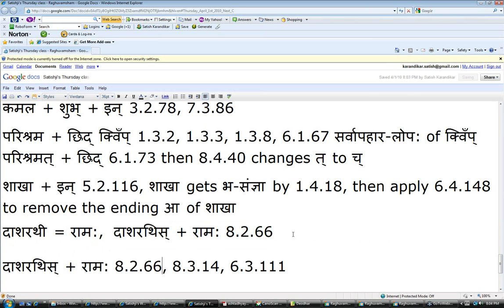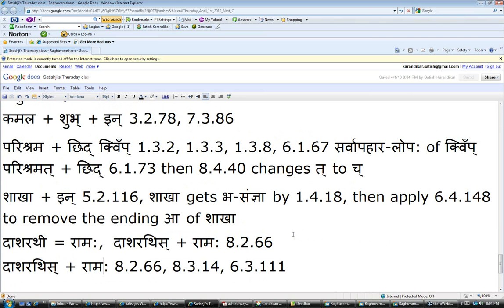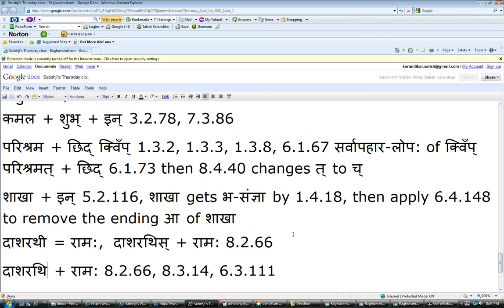Because Padacheda is the main thing. If you practice the Sandhi rules to the point that they become second nature for you, that is very fundamental knowledge of this language. And it's different from English and other languages because there are spaces and things like that. So 8-66 brought make it Dasharathir, and then you did the 8-3-14 and 6-3-11, make it Dasharathi.